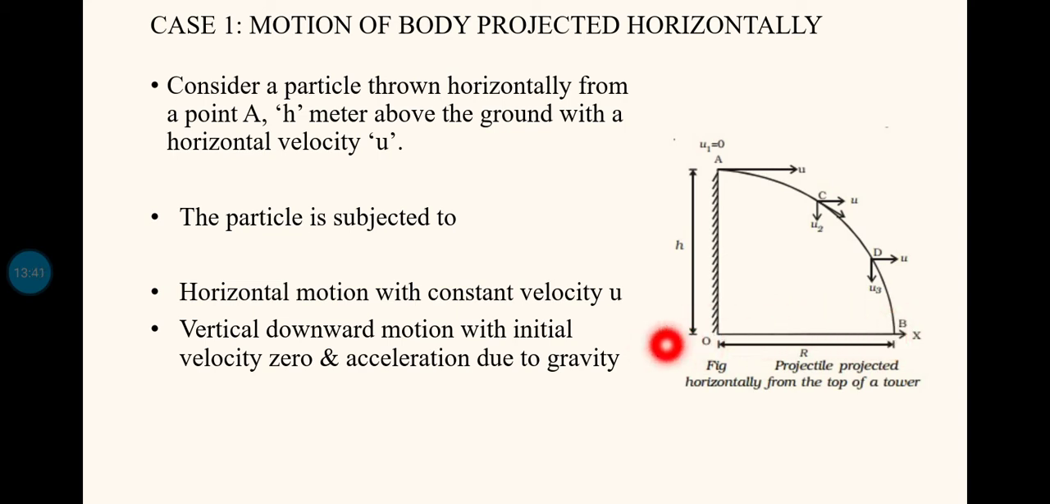Since R, the horizontal range, is the distance along the horizontal direction, if you want to find the displacement, multiply the velocity with time. Velocity in the horizontal direction is nothing but u, a constant velocity. Time is the time of flight. Once the particle is projected from A, it reaches B at a time of flight T. The same time is taken from here to here, so the time of flight is constant.